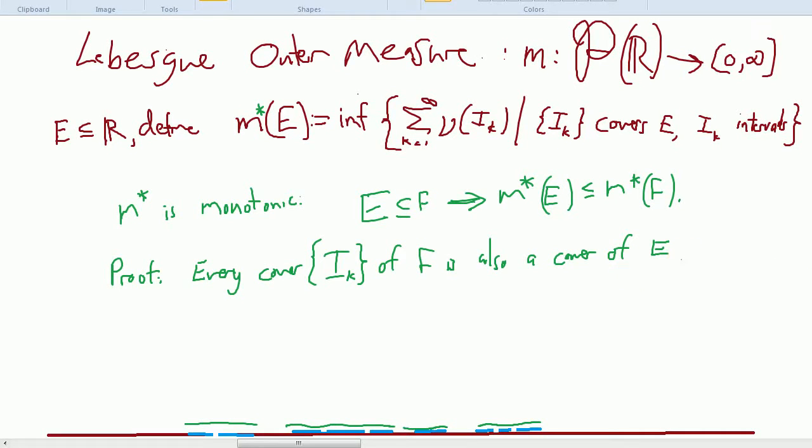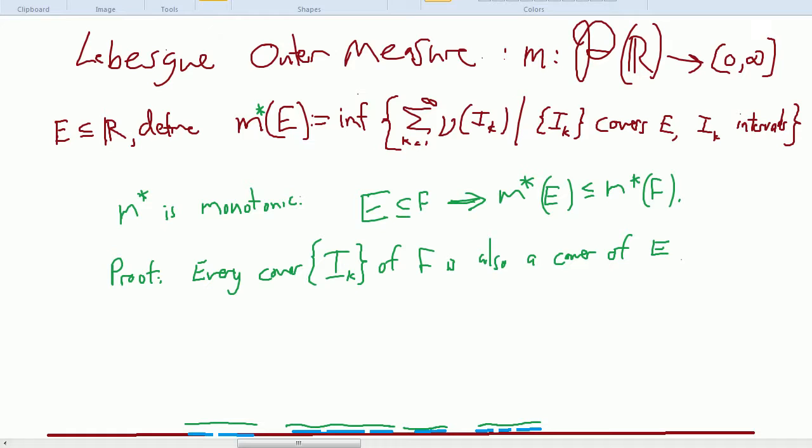In the last video, I introduced the Lebesgue outer measure, and I proved a couple of properties of it. First, that it's monotonic, which was pretty easy, and then that it was sigma subadditive, which was a little bit more involved, but not too much work either. So the Lebesgue outer measure is the infimum of the sum of volumes of boxes, or in one dimension, it's just the lengths of intervals that cover E.